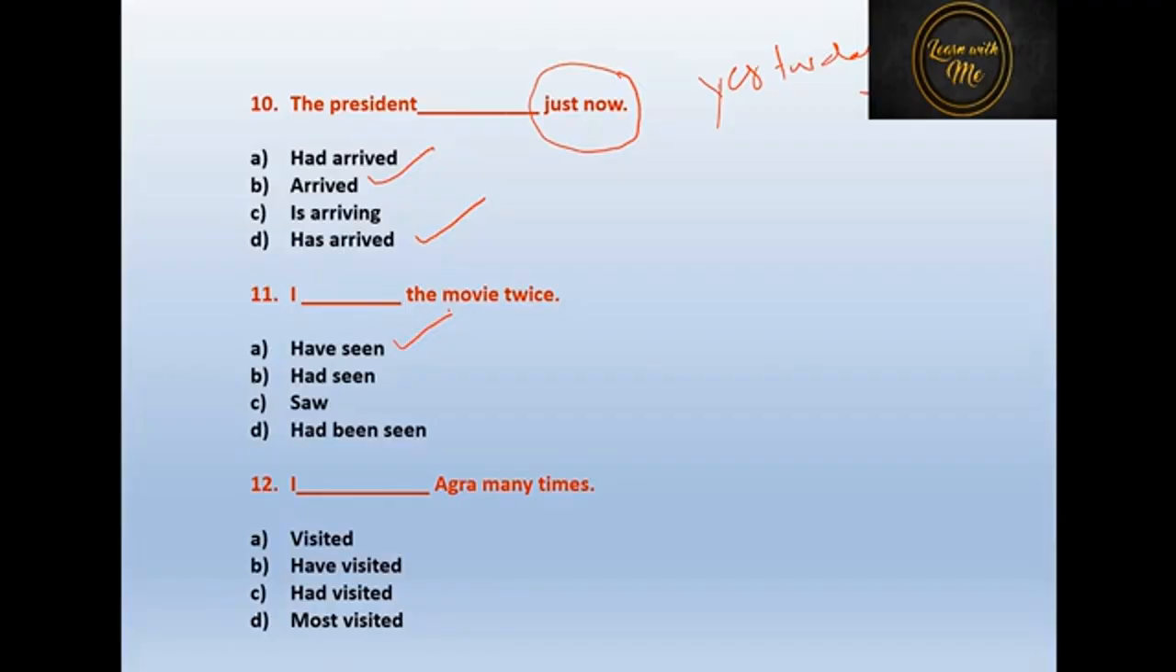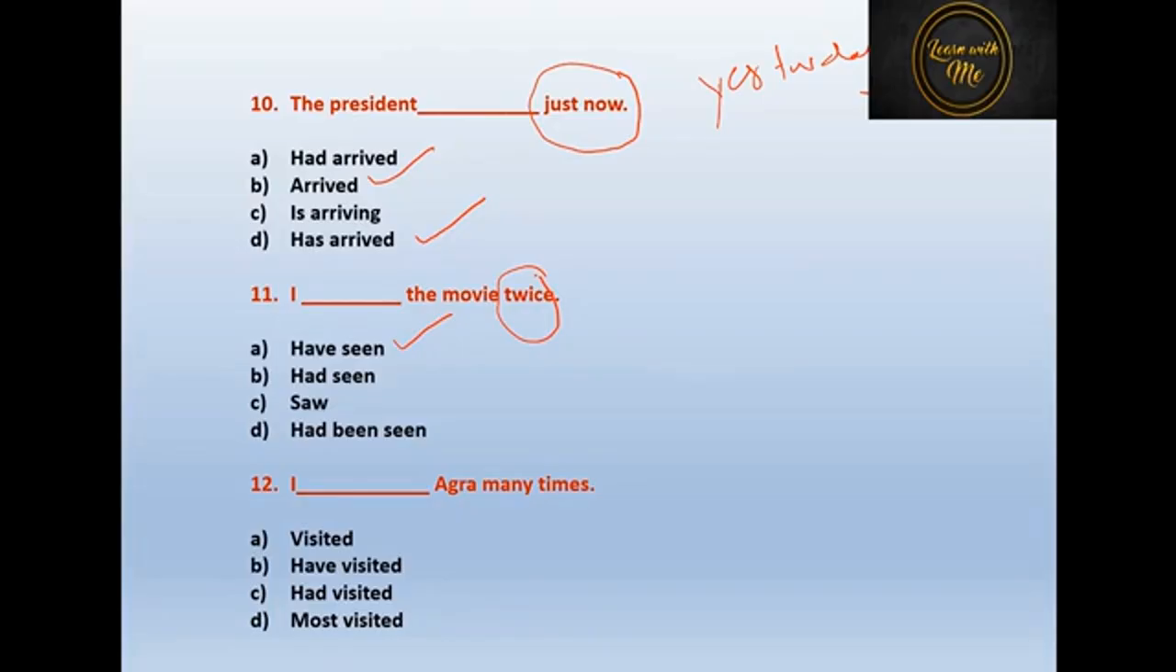You will use present perfect, number 1, for just completed actions. Number 2, for repeated actions. This is the classical example: I have seen the movie twice. So here twice, thrice, many times. If you get such a question in the examinations, please confirm that it is present perfect and accordingly answer the question.